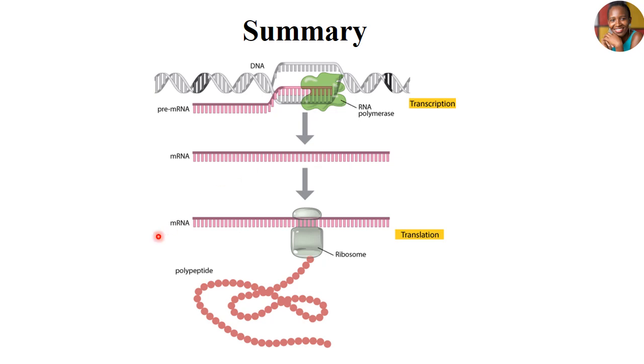And after that, we shall have our mature messenger RNA, which will go to the ribosome, and here we shall take it through the process we are calling translation. So we shall translate the codons together with the ribosomal RNA, and the transfer RNA will bring for us all the translated amino acids, and we shall form the polypeptides.